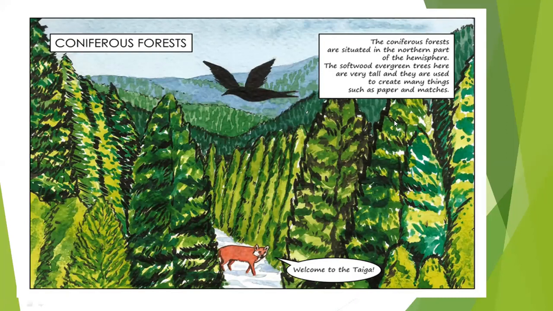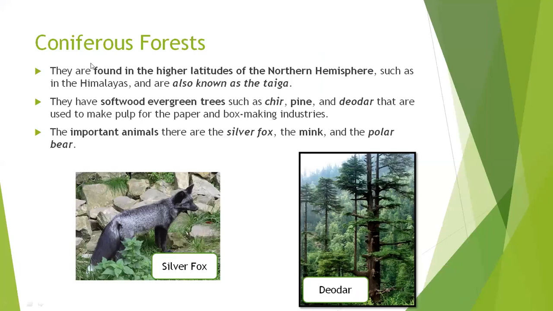Okay, now let's move to the explanation part. They are found in the higher altitudes of the northern hemisphere, such as in the Himalayas, and are also known as taiga. Higher altitudes, normally 50 degree to 70 degree north latitude, is where we find them. In the Himalayas, Canada, Russia, Norway, Sweden, we find these coniferous forests. They have softwood evergreen trees like cher, pine, deodar. Just look at the image of deodar here. This is a deodar tree. How long and tall these trees are.